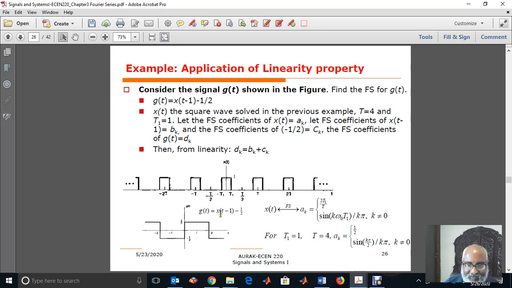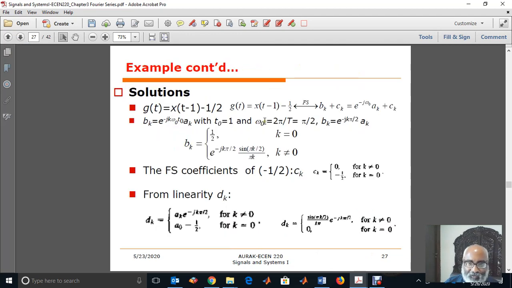Okay, this is for x of t, where x of t is like this: 1 between negative 1 and 1, 0 here, and again 1 between 3 and 5, and so on, right? But we need the shifted one, x of t minus 1. So shift it by 1. So we use the time shift property.